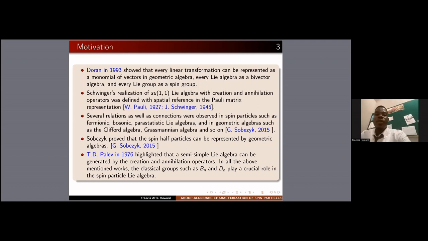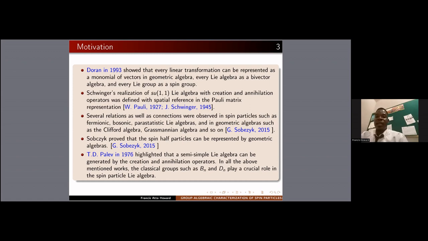Several authors, including Doran in 1993, showed that every linear transformation can be represented as a monomial of vectors. He did this by looking at every Lie algebra as a bivector algebra, and every Lie group as a spin group. Schrödinger also, in 1945, including Pauli, also used the creation and annihilation operators of spin particles and their spatial references to represent the Pauli matrices that we know already.